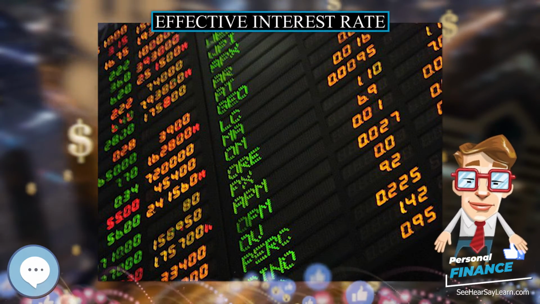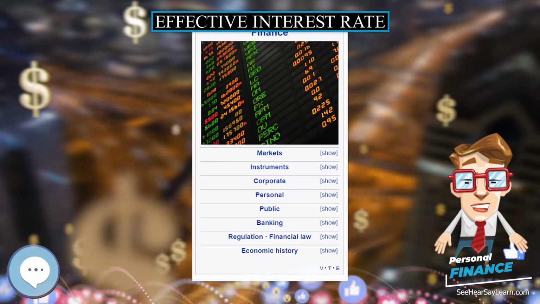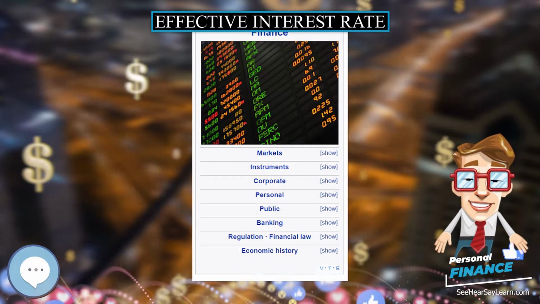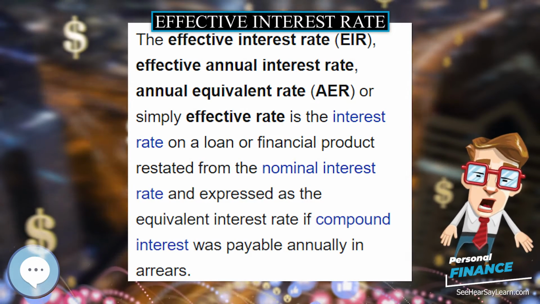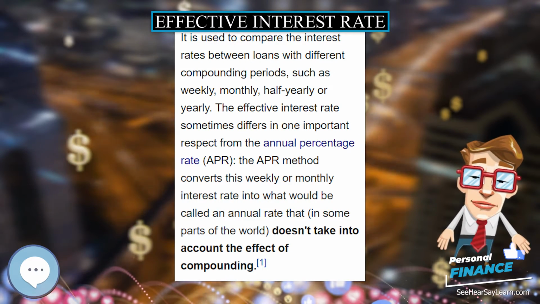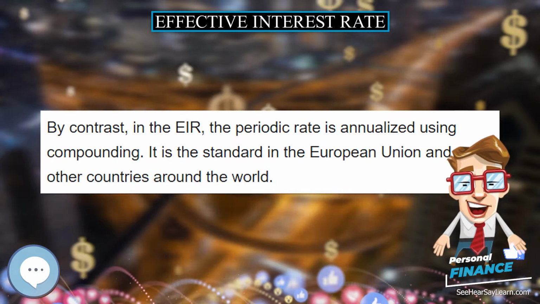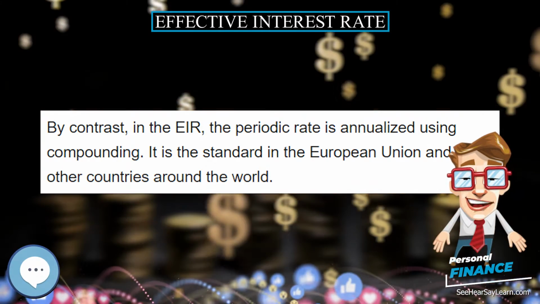Effective interest rate. The effective interest rate, EIR, effective annual interest rate, annual equivalent rate, AER, or simply effective rate is the interest rate on a loan or financial product restated from the nominal interest rate and expressed as the equivalent interest rate if compound interest was payable annually in arrears.